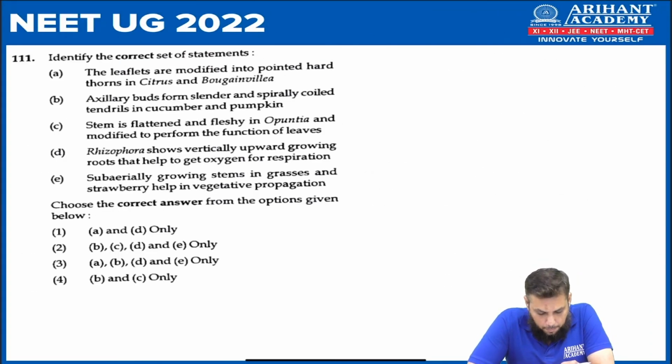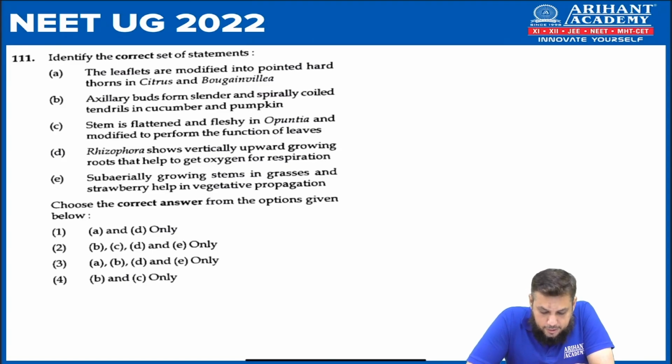111, identify the correct set of statements, where we have: the leaflets are modified into pointed hard thorns in citrus and bougainvillea. Now all these questions come under morphology of flowering plants.